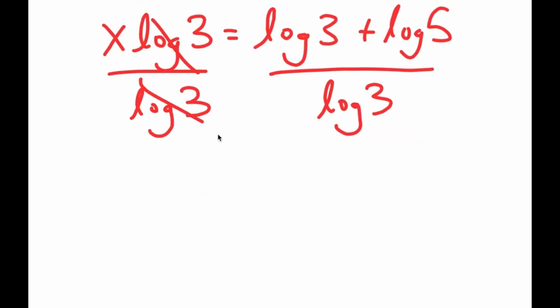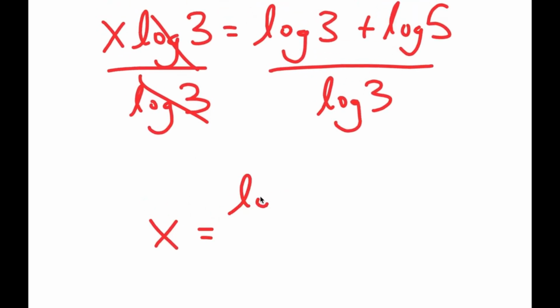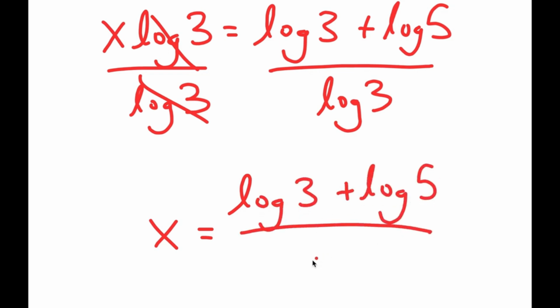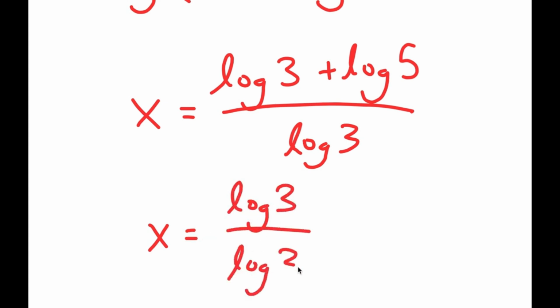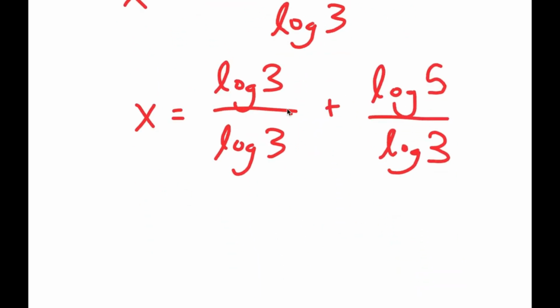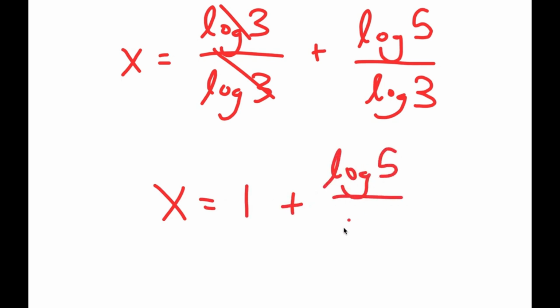So for my left-hand side, these two cancel out, and for my right-hand side, I get x is equal to log 3 plus log 5 over log 3. And this is the same thing as log 3 over log 3 plus log 5 over log 3. So log 3 and log 3, these two cancel out, so I get x is equal to 1 plus log 5 over log 3.